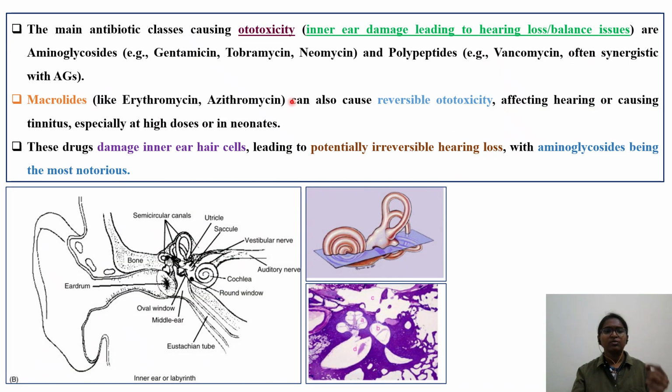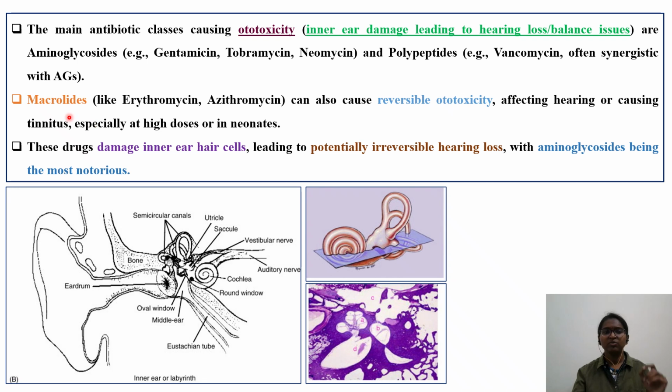The main antibiotic classes causing ototoxicity, which includes inner ear damage leading to hearing loss and balance issues, are aminoglycosides and polypeptides. Two things will be there: hair cells will be disturbed, which leads to balancing issues and hearing loss. Under aminoglycosides, we have gentamicin, tobramycin, and neomycin. Under polypeptides, we have vancomycin, which has a synergistic effect with aminoglycoside antibiotics.